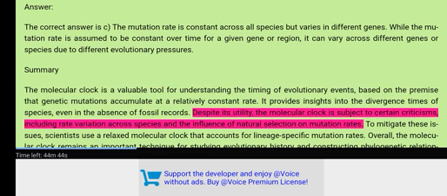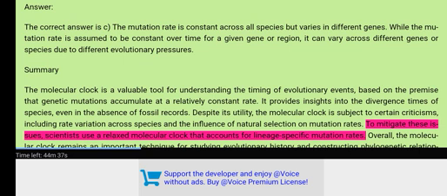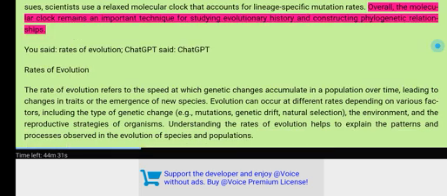Despite its utility, the molecular clock is subject to certain criticisms, including rate variation across species and the influence of natural selection on mutation rates. To mitigate these issues, scientists use a relaxed molecular clock that accounts for lineage-specific mutation rates. Overall, the molecular clock remains an important technique for studying evolutionary history and constructing phylogenetic relationships.